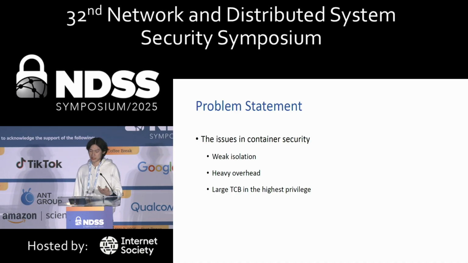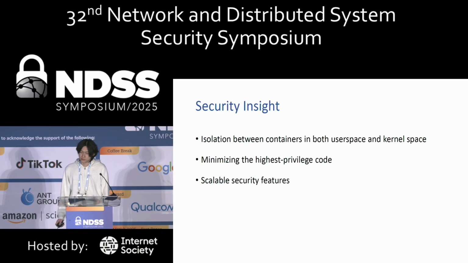It becomes a question of how to achieve strong isolation, minimize the TCB, and minimize the overhead. We look at container security from these security insights. The first one is isolation between containers in both user space and kernel space, and also minimizing the highest privilege code and providing scalable security features.